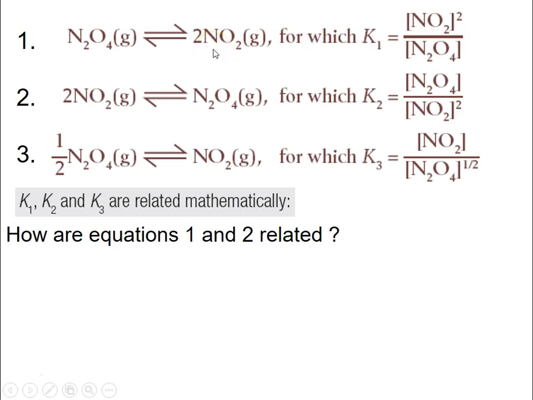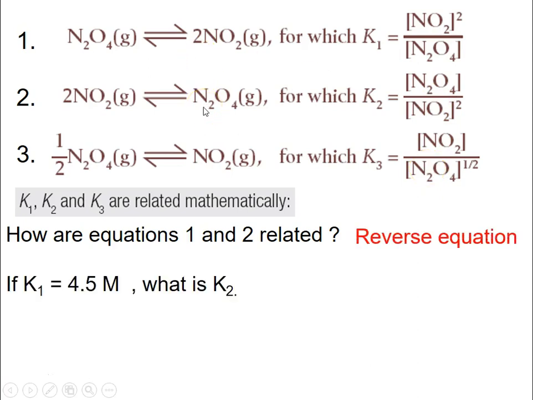It's nitrogen dioxide and dinitrogen tetroxide. So the first one, how are equations 1 and 2 related? If you have a look, it's exactly the same reaction, just in reverse. It's just been written around the other way. So when we look at our K value, you can see that the products were originally the reactants in the other way it was written. So this has just been flipped over. So it's the reverse. The reaction is the reverse of the first one.